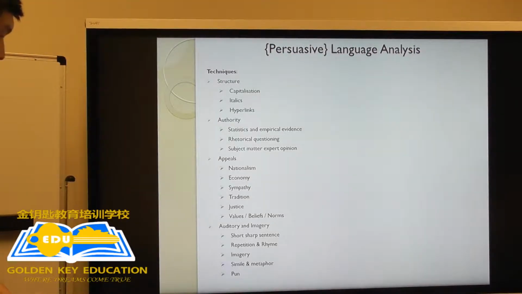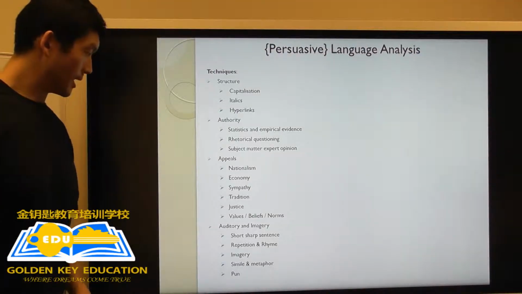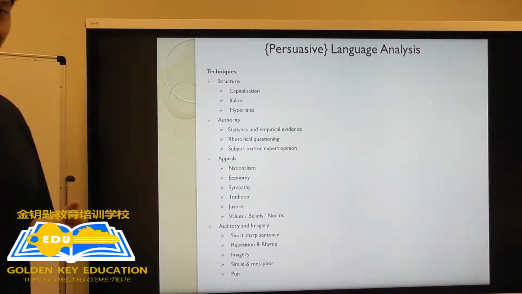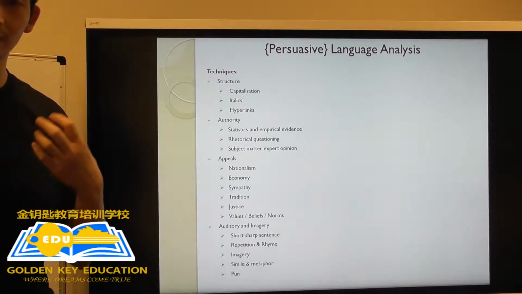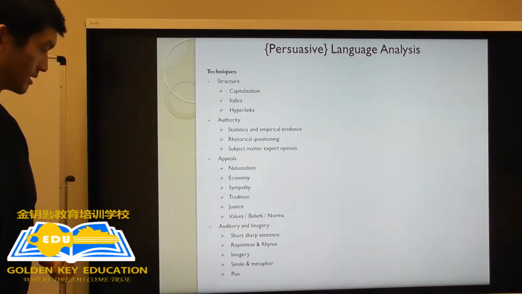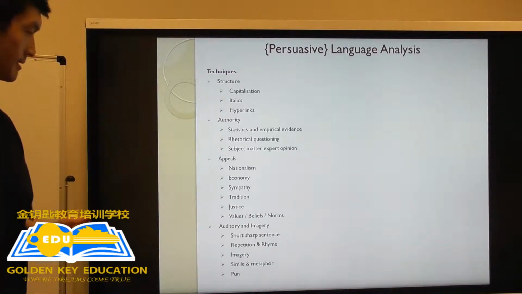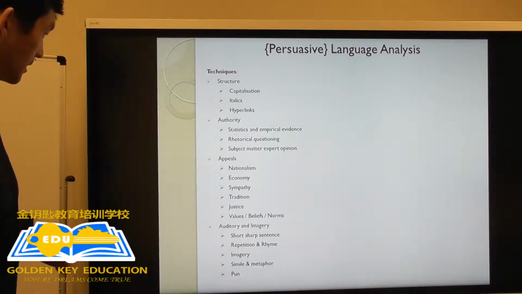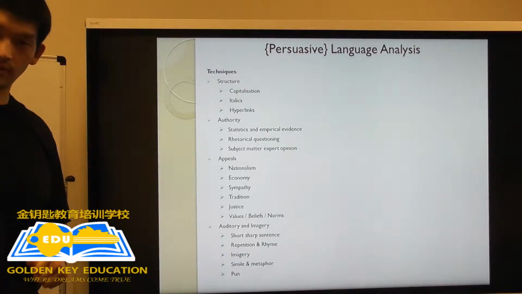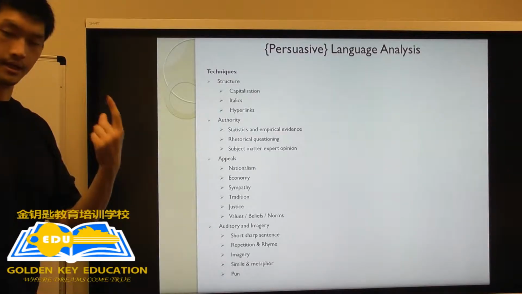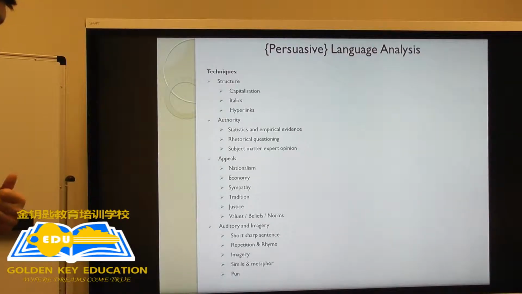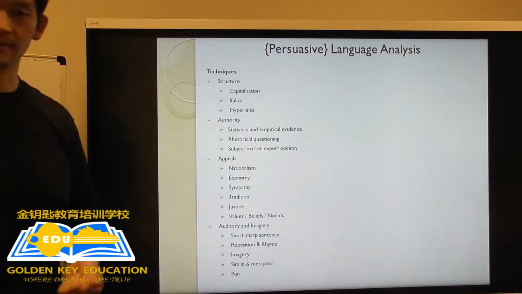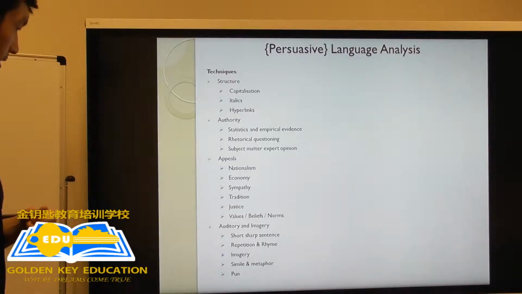There's also the inclusion of auditory and imagery. The imagery that I'm looking at here are not pictures, they're more to do with words that create images or sounds in your mind. And these things can include short and sharp sentences that really get to the point very quickly. They can include repetition and rhythm in order to build up a certain idea and to create momentum behind a certain idea. They can include images themselves, where certain words really resonate with readers.